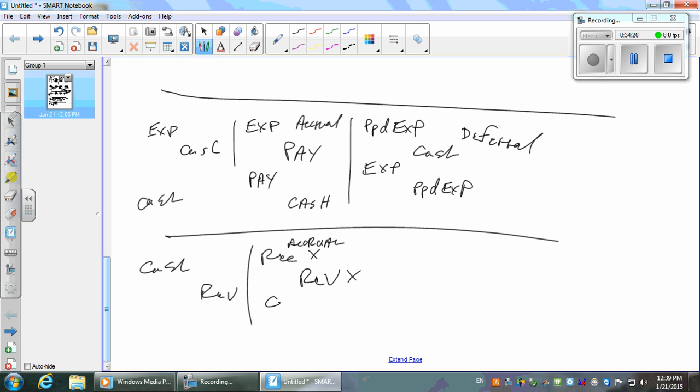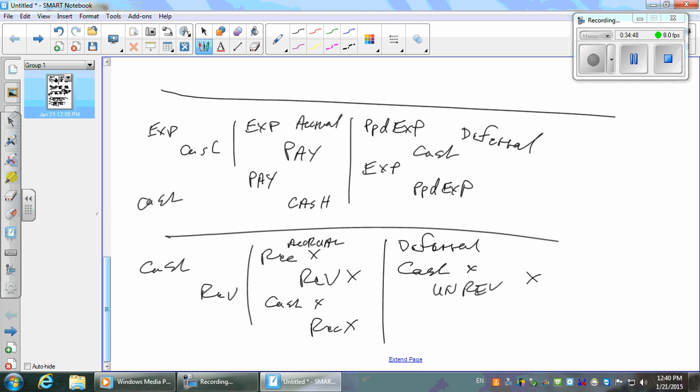What happens? We get the cash, debit cash, and credit what, everybody? The receivable. That's the accrual. What does the deferral look like? They pay me, but I haven't earned it yet. So debit cash and credit what? Unearned revenue, which is what kind of account? Liability.